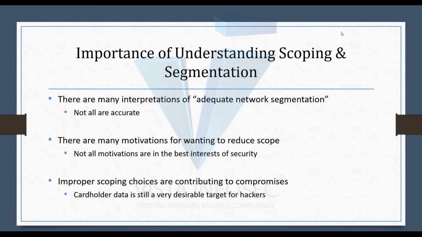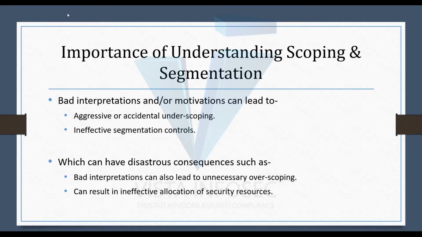Now, improper scoping has really contributed to companies getting compromised, and still, because cardholder data is extremely desirable to hackers. You don't even need the physical card, just the numbers, expiry and CVV are enough. So moving ahead, bad interpretations or motivations can lead to aggressive or accidental underscoping.